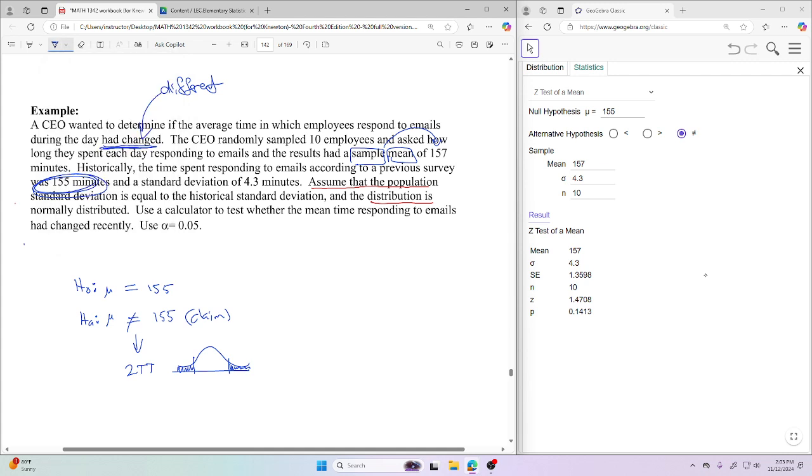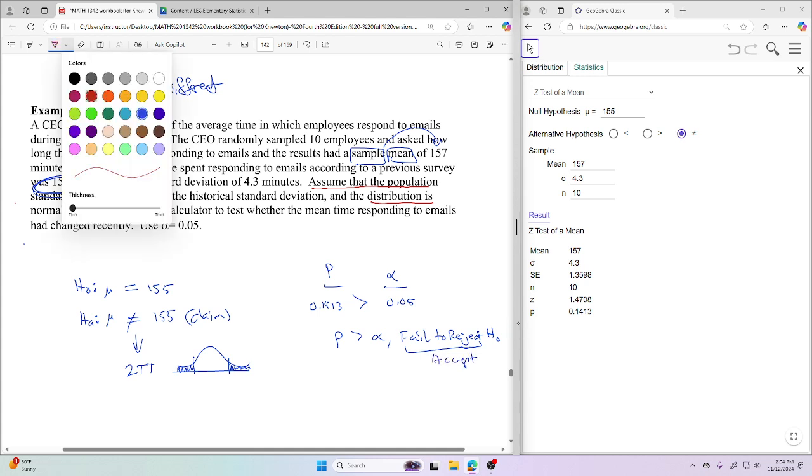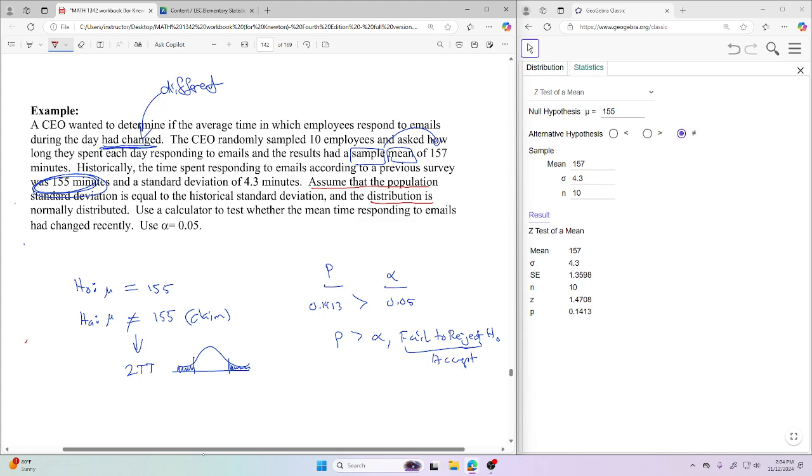Back to the blue. So I have my P, I have my alpha. My P ended up being .14, but my alpha was only .05, which is a good standard number. So which one's bigger? P is greater than alpha, therefore I fail to reject. Yes, that's H naught. Accept H naught. Okay, awesome.